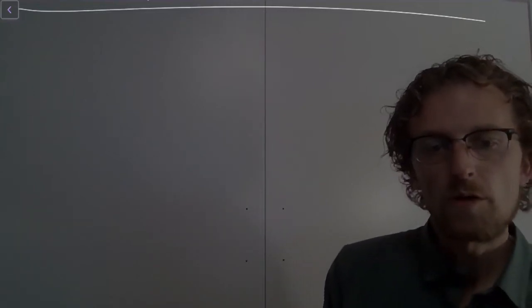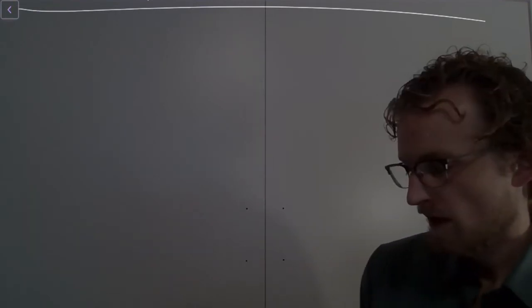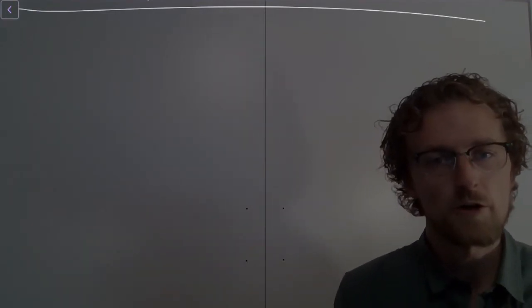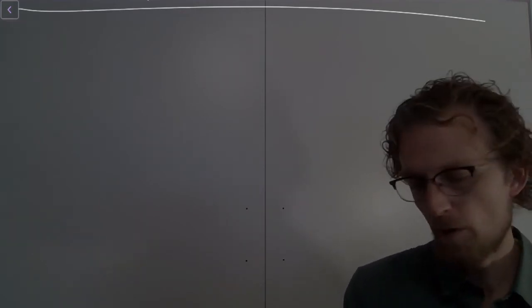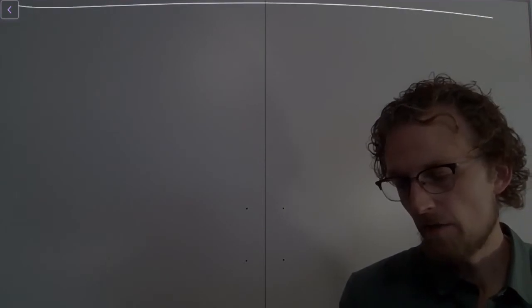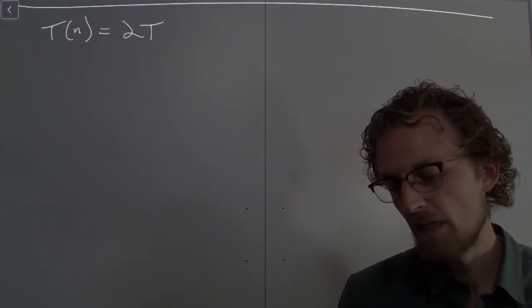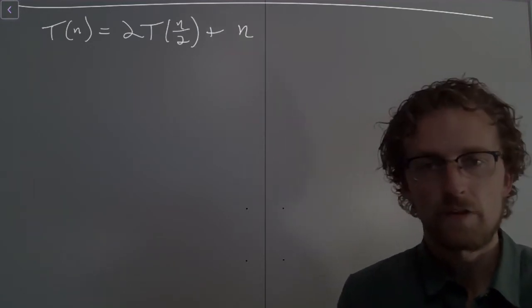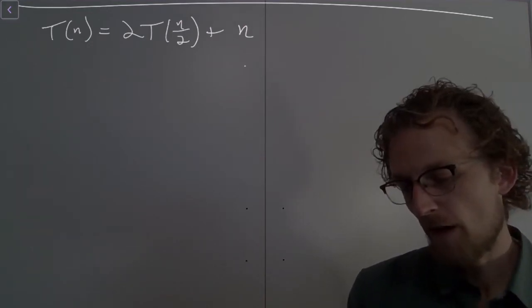So let's do one more where we're doing this thing where we split the input in half every time. And then maybe I'll do another one where I have some powers that aren't just 2, but we'll see where we are at that point. So let's say T(n) is given by 2 times T(n/2) plus n. Okay, so this is extremely similar to the last one we did, except now we've got this plus n on the end.